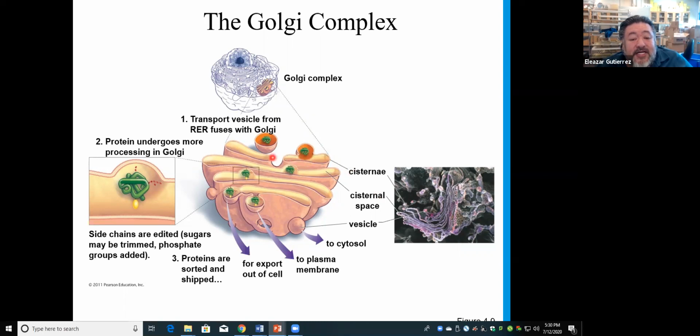Well, in biology, anytime that we have a little crevice like this, we love to call it a cistern. Why? Because it's full of something, probably water. It fits, you know.